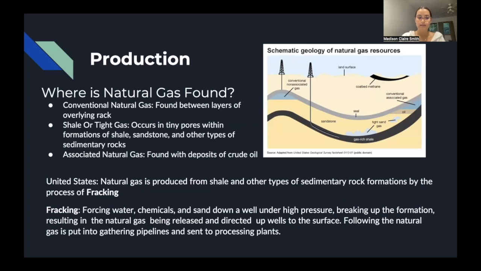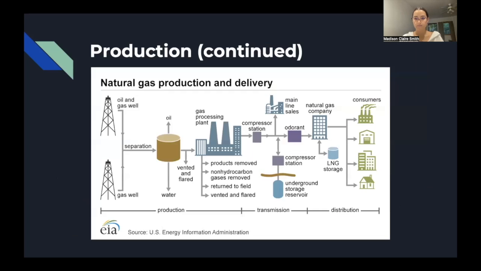Now, the United States produces shale or tight natural gas, and it is extracted by the process of fracking. Fracking is forcing water, chemicals, and sand down a well under high pressure, breaking up the formation, resulting in the natural gas being released and directed up wells to the surface. Following that, the natural gas is put into gathering pipes and sent to the processing plants.